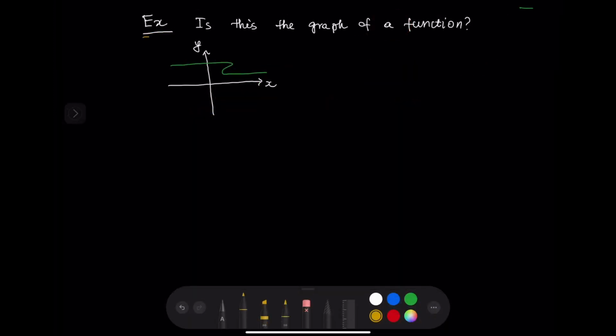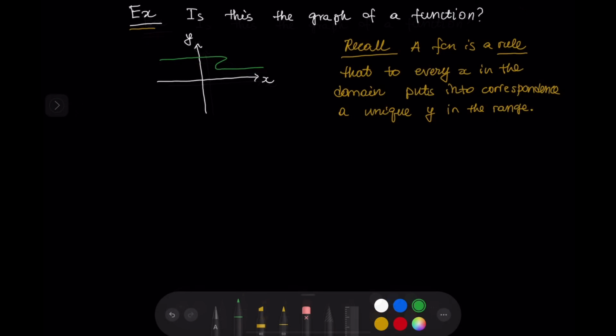The next example is asking us to determine if the graph that we see is the graph of a function. Let us recall what a function is. The definition of the function that we gave in this video can be summarized as follows. A function is a rule that to every x in the domain puts into correspondence a unique y in the range. The word unique here is very important.